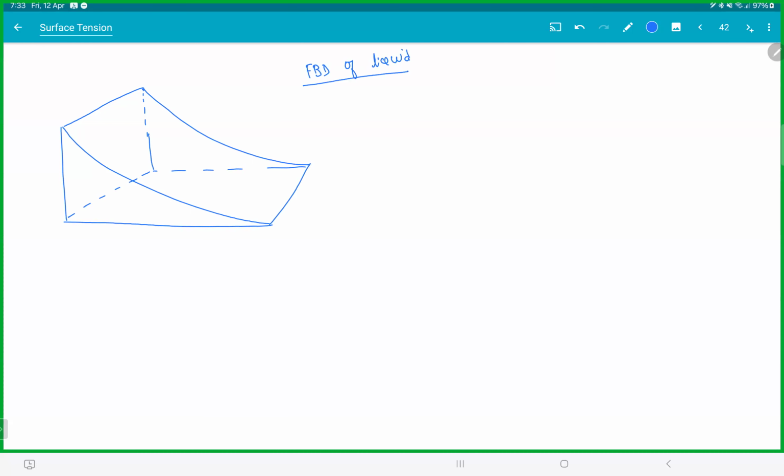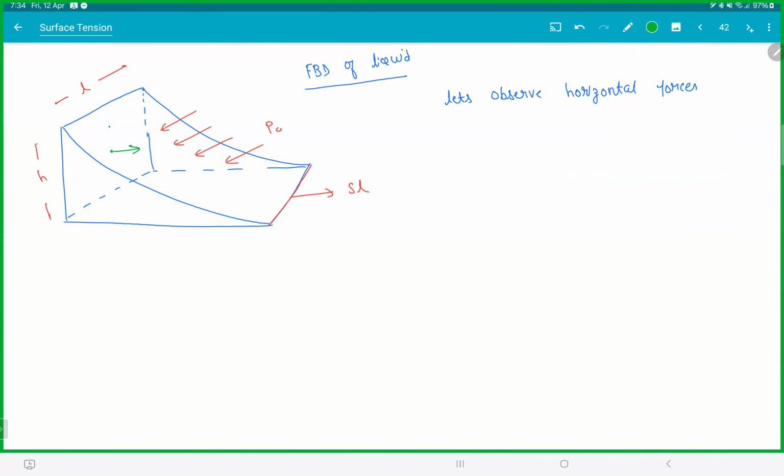Okay, we are writing only the horizontal forces. Let's see only the horizontal forces. First thing, this surface here is surface tension, which is S into L. So let this length be L. This height is H. And on this surface, we have atmospheric pressure, that is P naught.